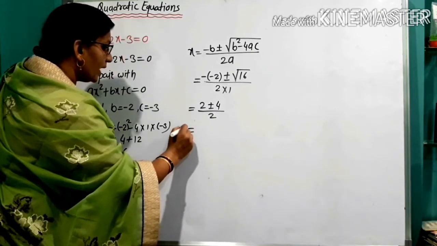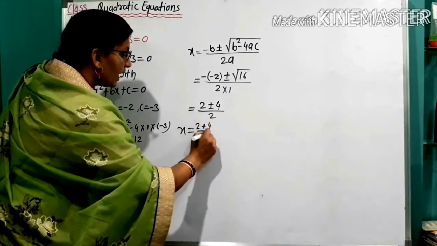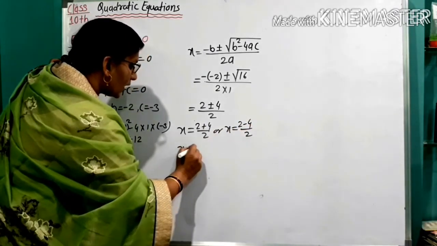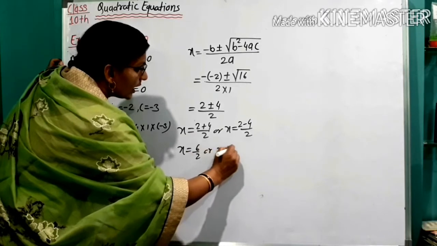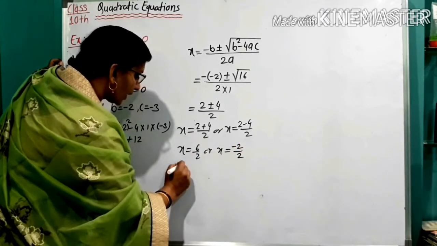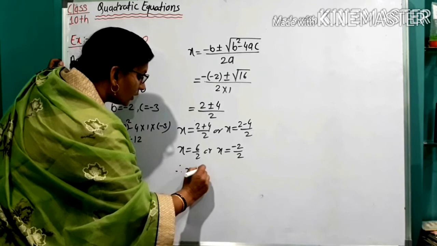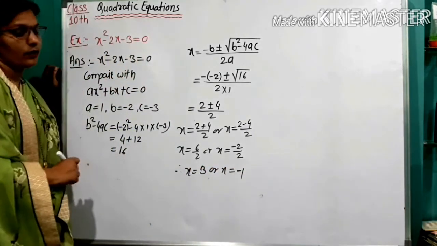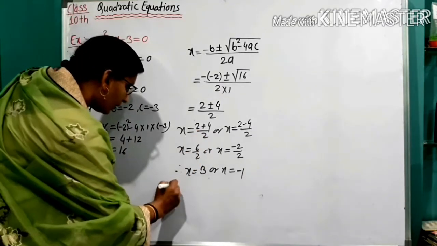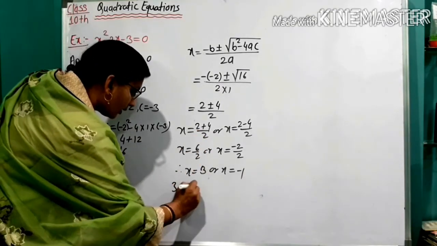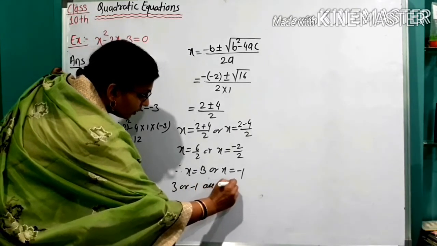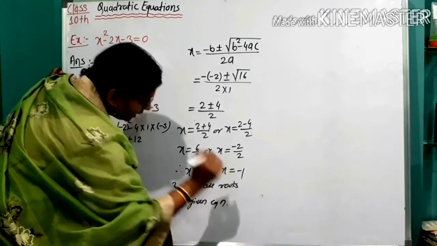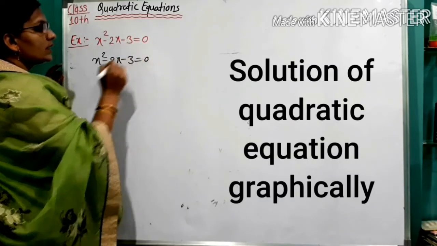Therefore, x equal to 2 plus 4 by 2 or x equal to 2 minus 4 by 2. Therefore, x equal to 6 by 2 or x equal to minus 2 by 2. Therefore, x equal to 3 or x equal to minus 1. Therefore 3 and minus 1 are roots of the given equation x square minus 2x minus 3 equal to 0.